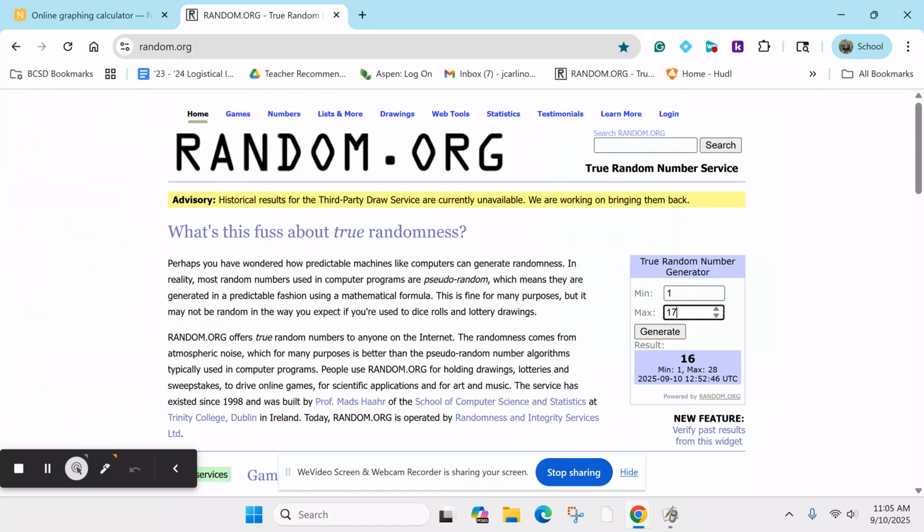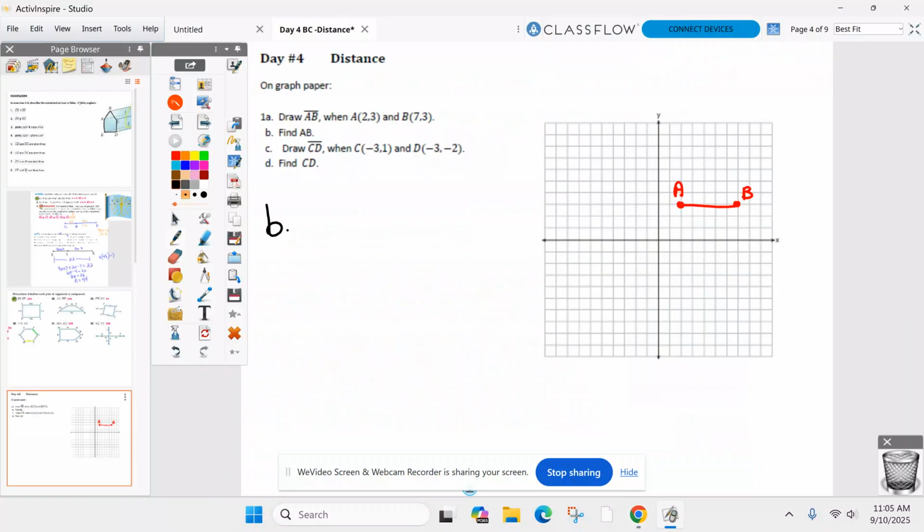And what are you finding? How long is it after you count it up here, Michael? 5 units. Good. 5 units. No issues there, right? Not blowing anybody's mind. All right, next up, go ahead, draw CD now for me, please. Draw CD.